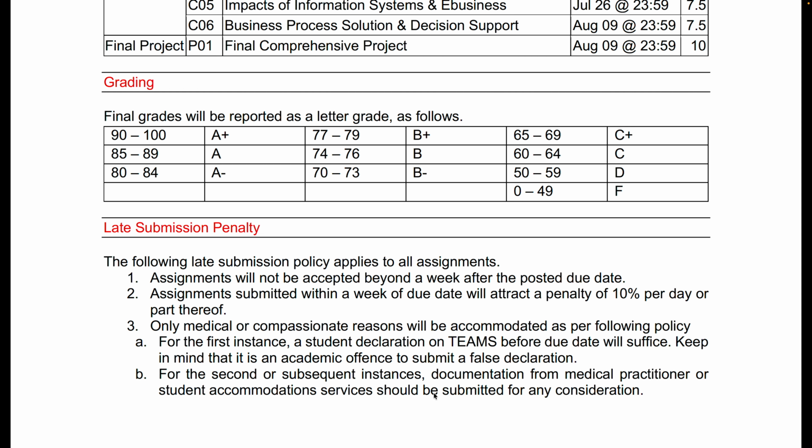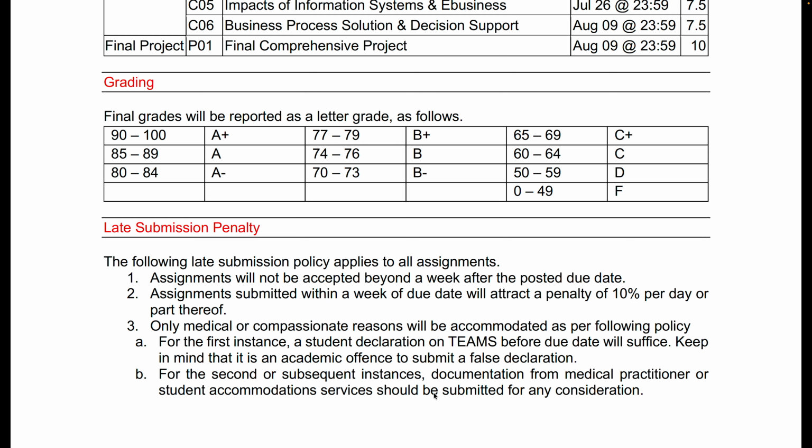For the first instance of any such issue, you can simply send a declaration on the Teams that you're not keeping well, and it will be accepted as is on its face value. But if there is a repetition of medical issue more than once, then you need to provide the documentation from medical practitioners, or maybe talk to the student accommodation services for any accommodations.